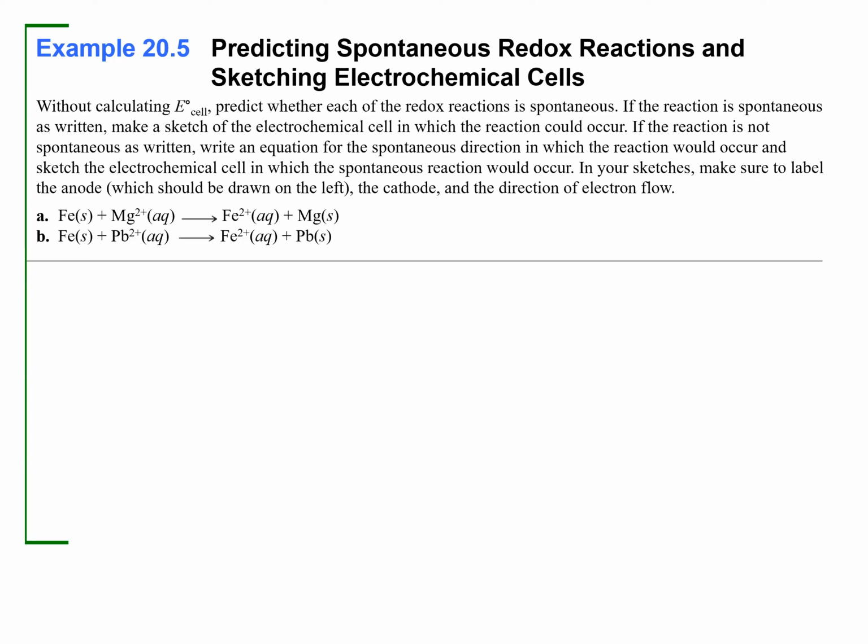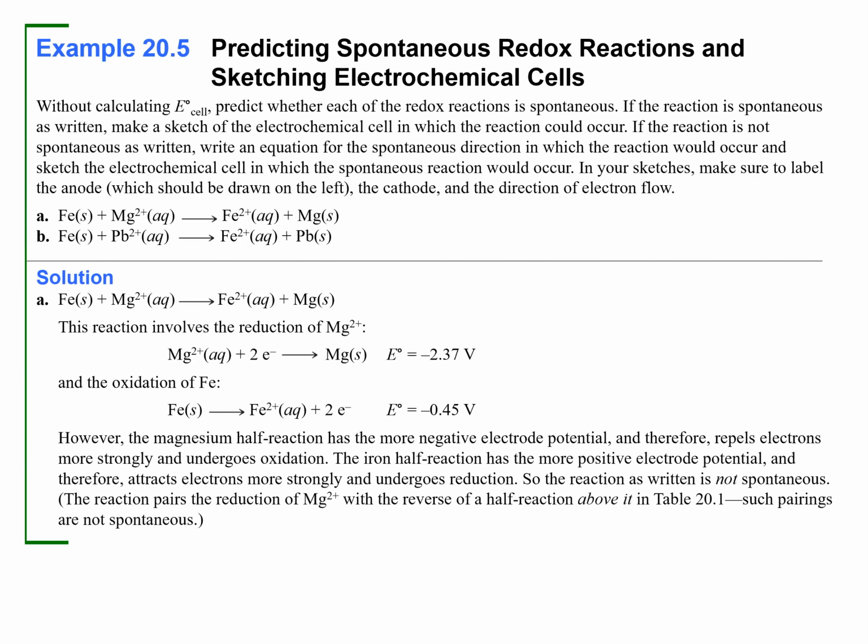So, as an example of this, without doing the E-cell calculation, just predict the spontaneity of the following reactions. For A, iron plus magnesium 2 cations react to form iron 2 cations plus magnesium. And you can break this down into the two half reactions where you have magnesium 2 plus plus 2 electrons forms magnesium metal. You can also look at the oxidation of iron solid to iron 2 plus plus 2 electrons. If you just go to the tables and look at the standard reduction values for these, you can see a voltage of negative 2.37 volts for the magnesium half reaction and negative 0.45 volts for the iron side of the reaction.